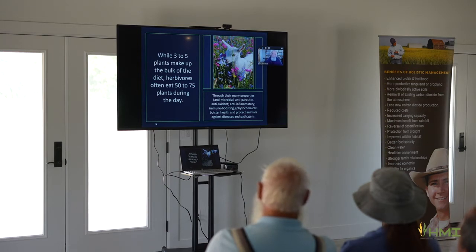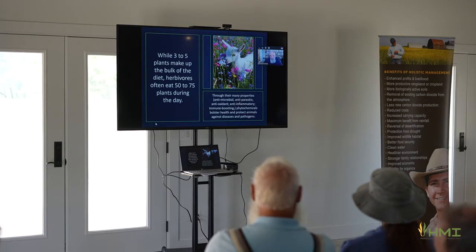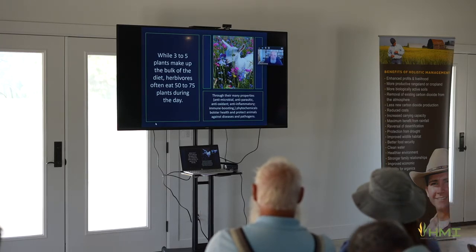And there's a lot of good studies that are supporting what I'm going to say next. Having access to that other 25, 50, 75, maybe even 3 to 5 in some of the studies that are coming out, allows animals to maintain their health in ways they can't if they're on a monoculture of only one plant. Through the many properties that these different compounds that they're ingesting have, antimicrobial, antiparasitic, antioxidant, anti-inflammatory, and immune boosting, these phytochemicals boost their health and protect animals against diseases and pathogens. So it's really important to understand that this diversity matters.